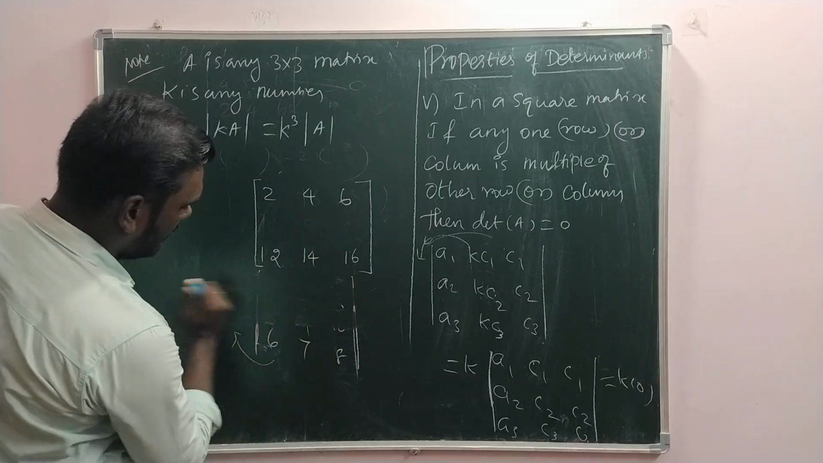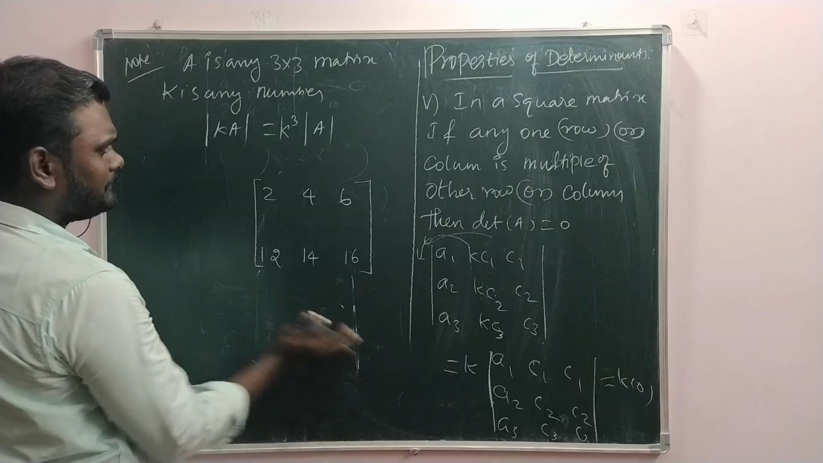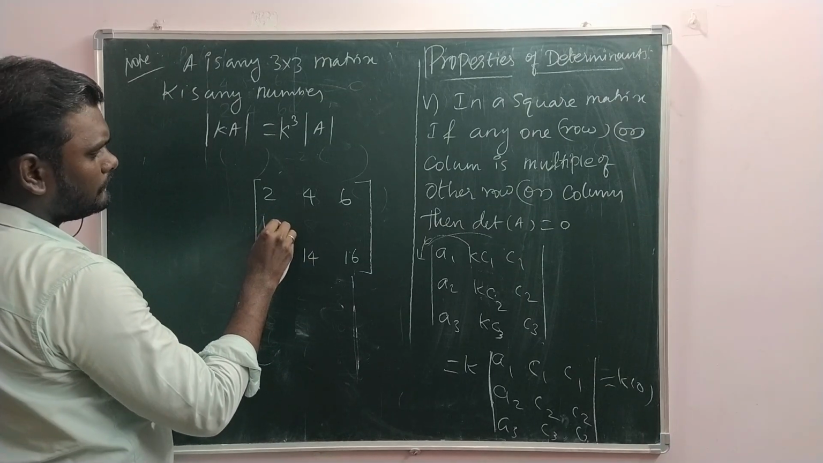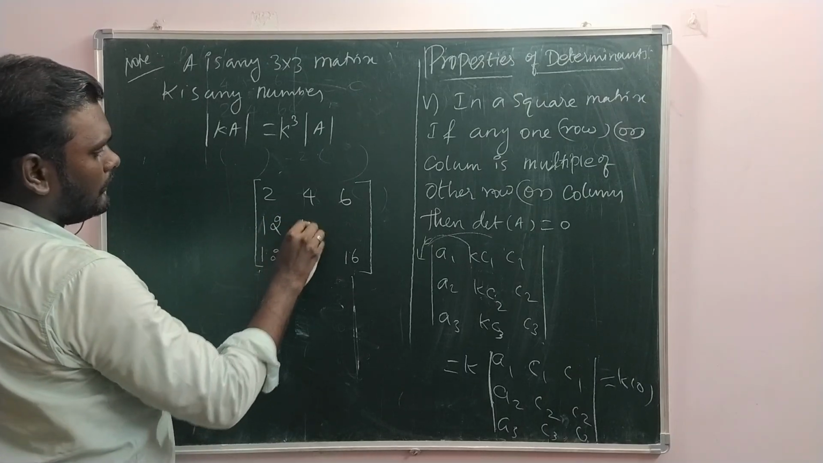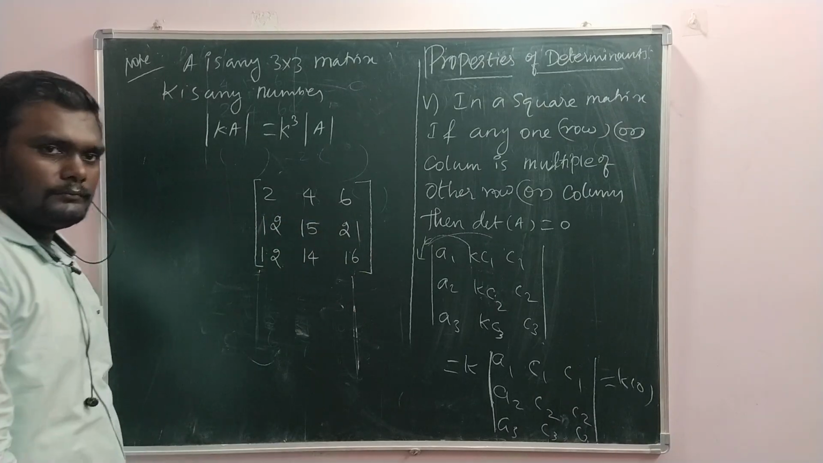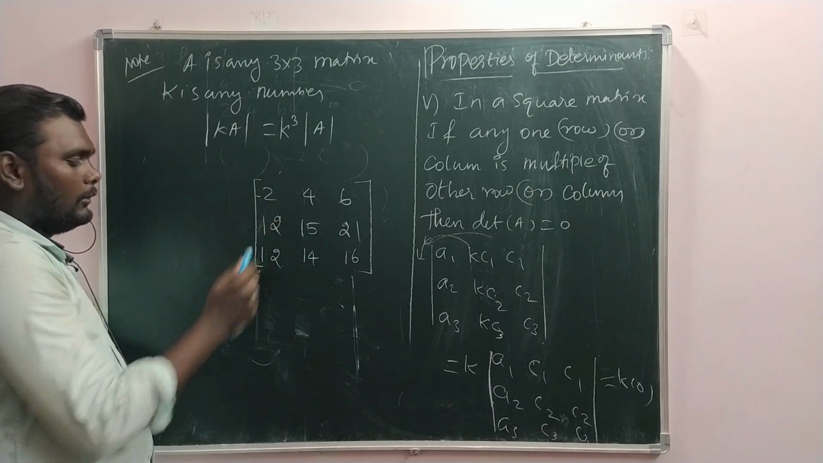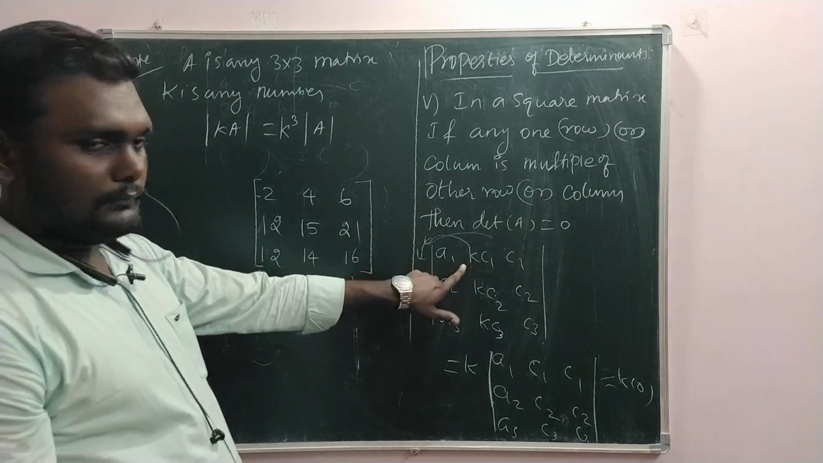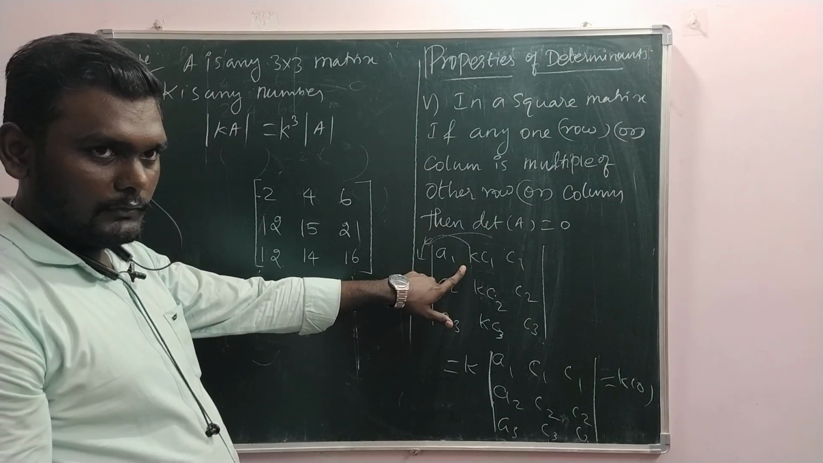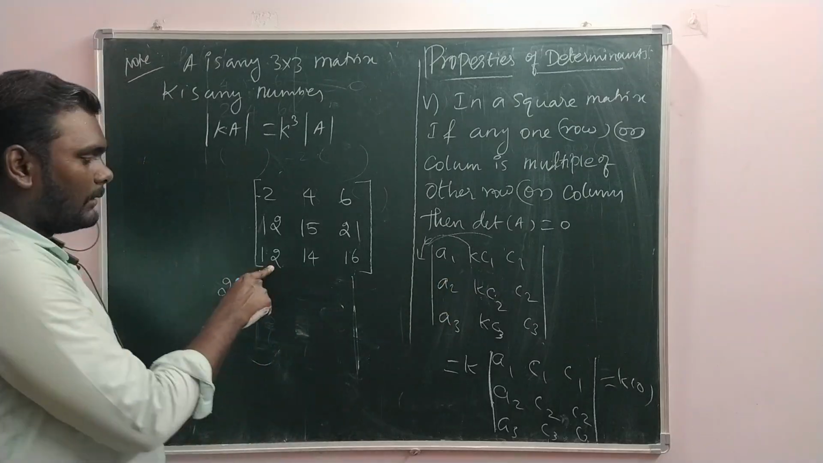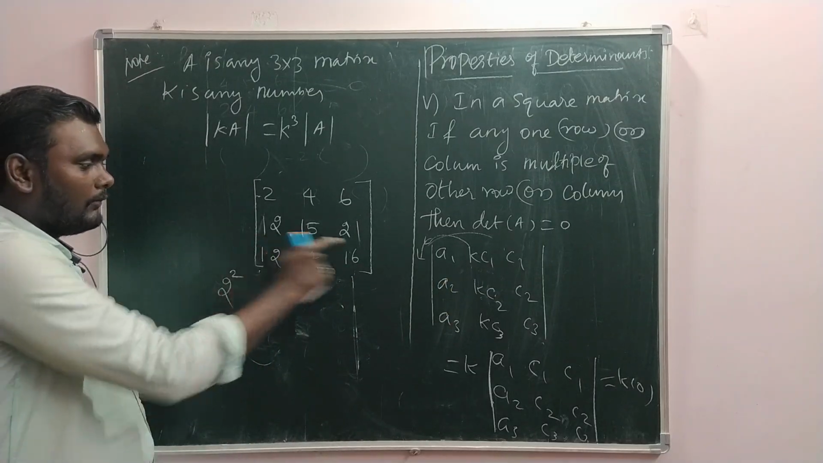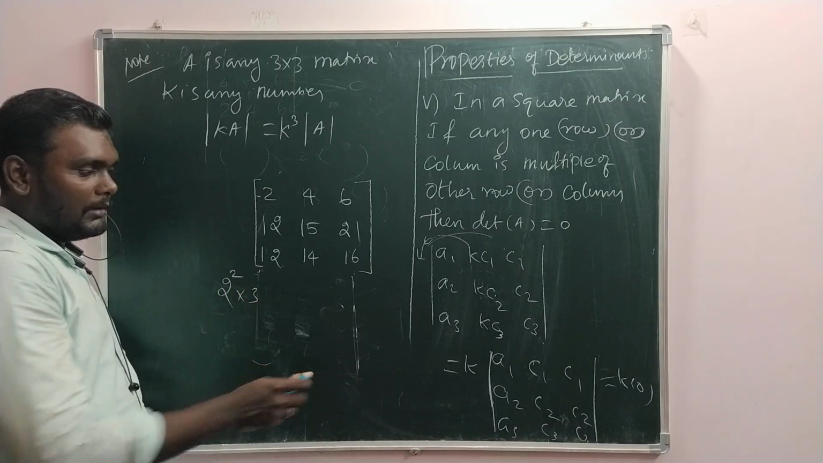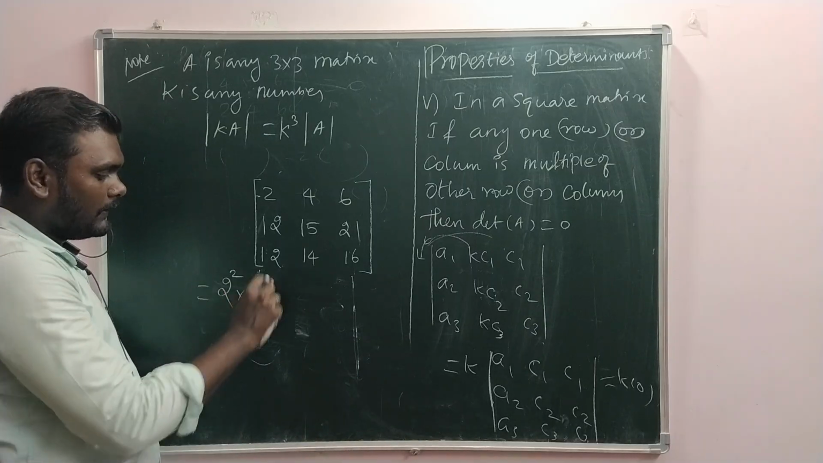Let me extend this property somehow. This is like 12, 15, 21, let it be. So from the first row we can take 2 as common, using this property. The same way from this row also we can take 2 as common. From this row we can take 3 as common. It is not that we are just taking common, we are applying this property, but just to help us understand I am saying all this.